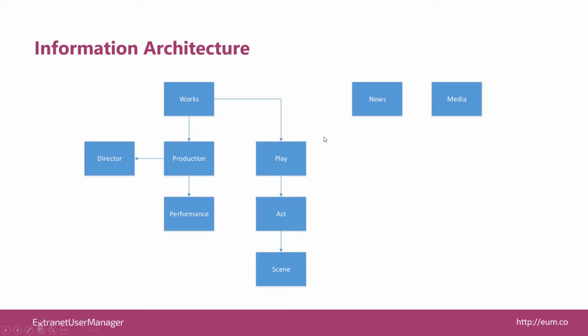This gives you an overview of what I was showing you from an information architecture point of view. You know, we've got works that can be either plays or poems that have acts and scenes associated with them. Those can have productions and performances as well. So there's a lot of interconnections between the various different metadata. And then we've got the news and the media kind of as separate standalone pieces there.